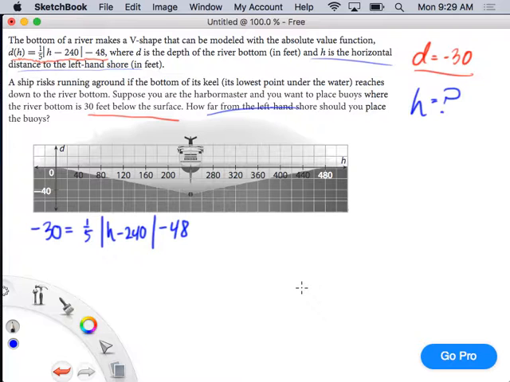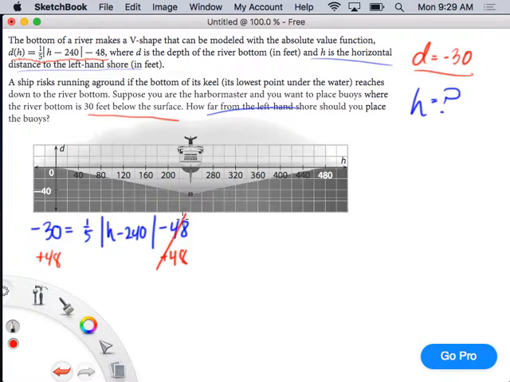Okay, now we have what? An absolute value equation, right? We have an absolute value equation. Can we solve an absolute value equation? Yeah. That's the whole thing that we were doing in this homework, which you may or may not remember at this point. Okay? Add 48.